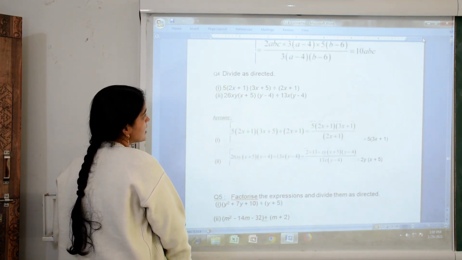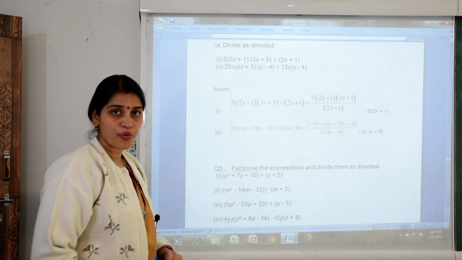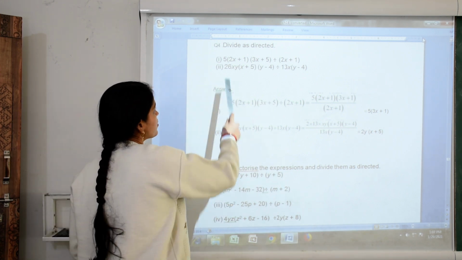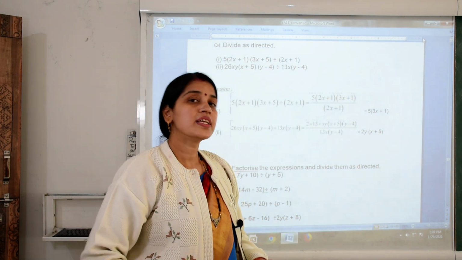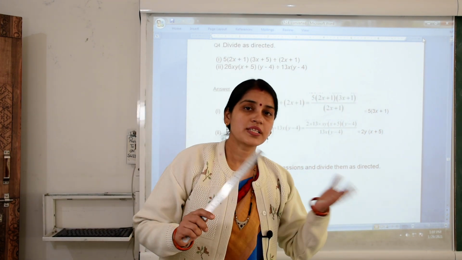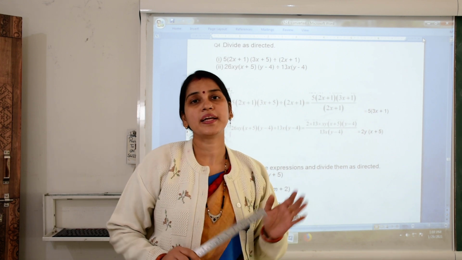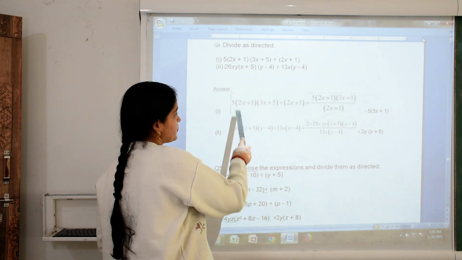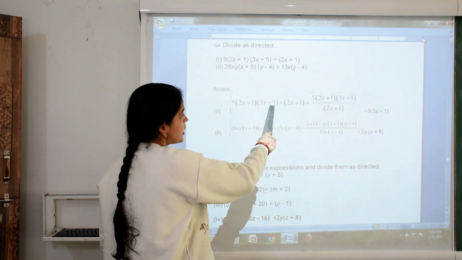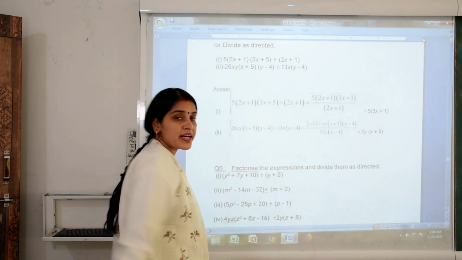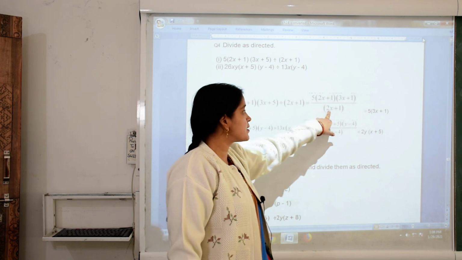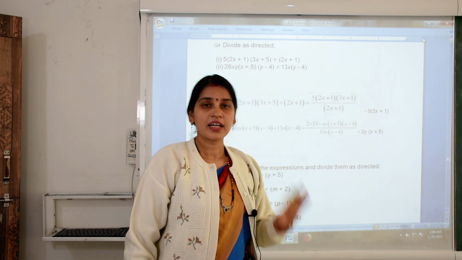Now let's see question number 4. In the 4th question you are given: divide as directed. In this question again, first we write the numerator divided by the denominator. So this one is the numerator, so we write it upside, divided by 2x plus 1. This 2x plus 1 we write in the denominator.